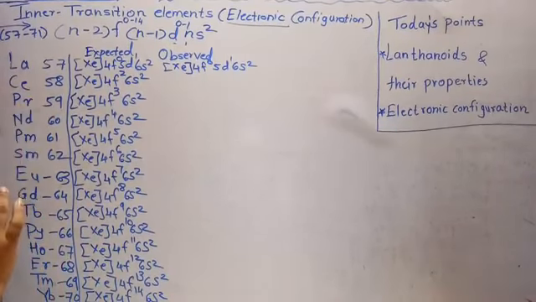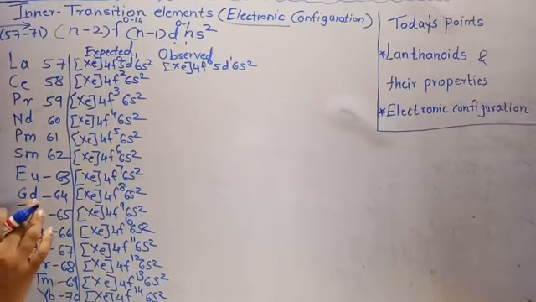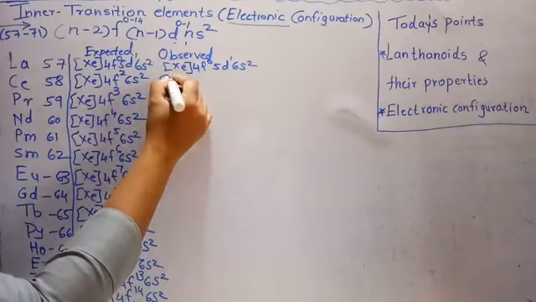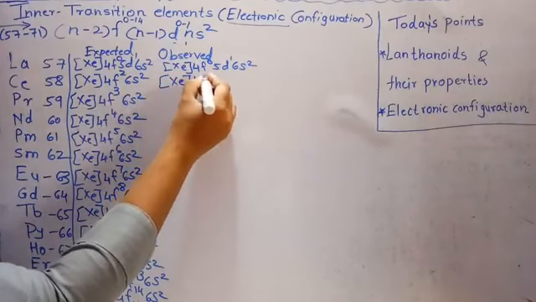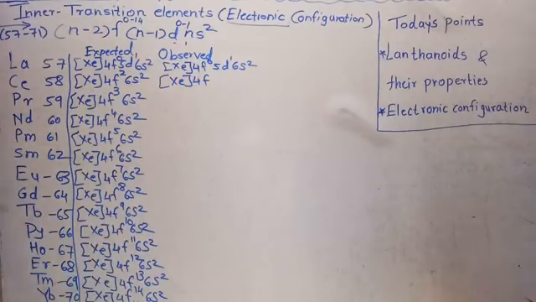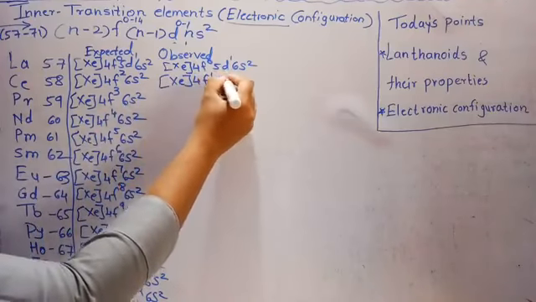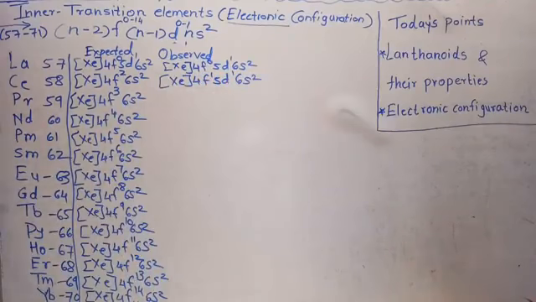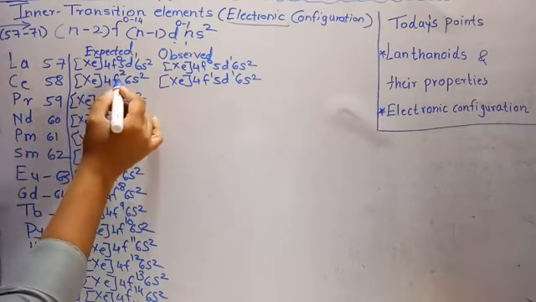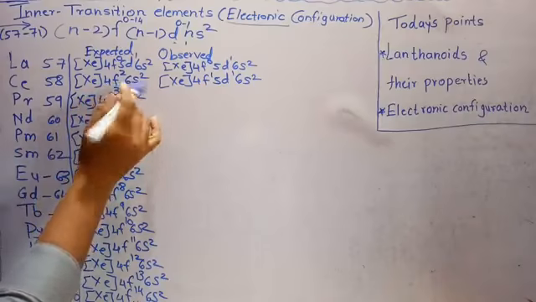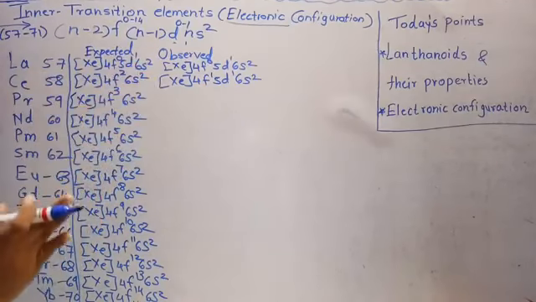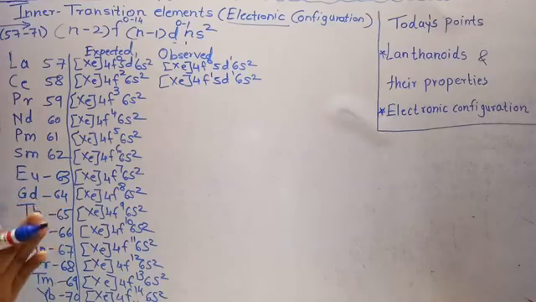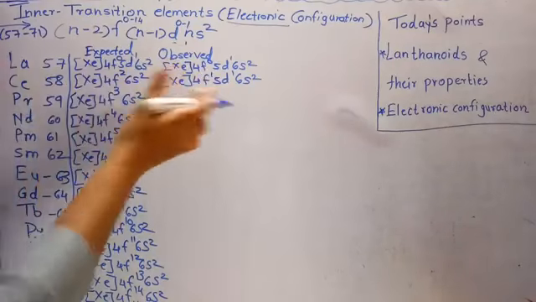Next is cerium. In cerium, in the observed configuration, there is only one electron in the 4f orbital, so it contains 4f1 5d1 6s2. According to the expected, there are 2 electrons in 4f, but the 4f and 5d energy levels are very close, so 1 electron shifted to the 5d.